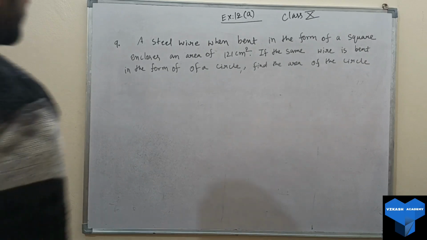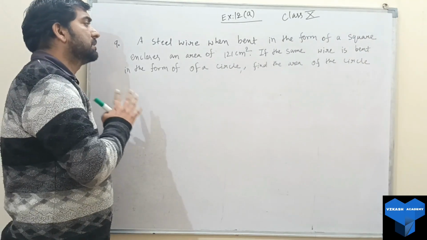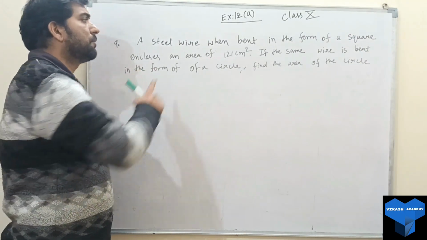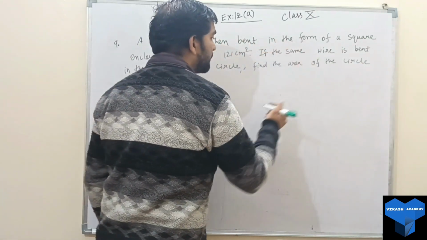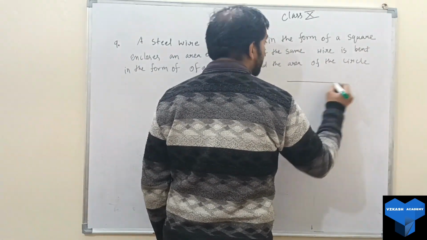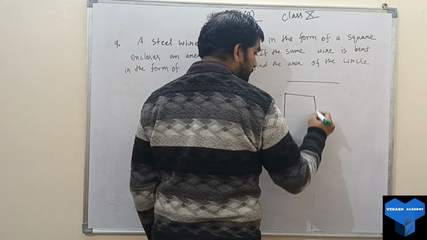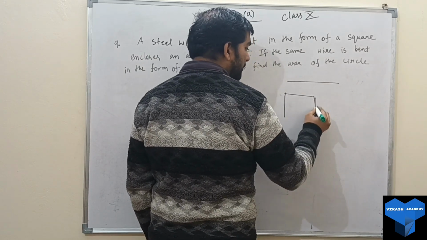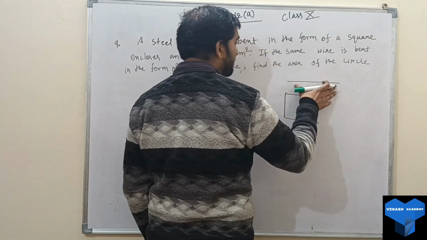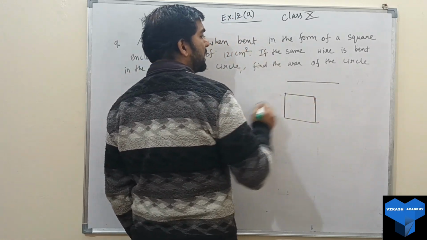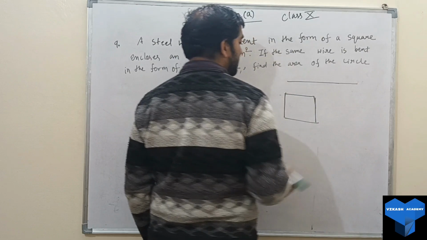Okay. So now question number 9. Here what is given? A steel wire when bent in the form of a square. So we have a steel wire, we will bend it in the form of a square. This wire I am bending and making a square here. Okay. Let us see.